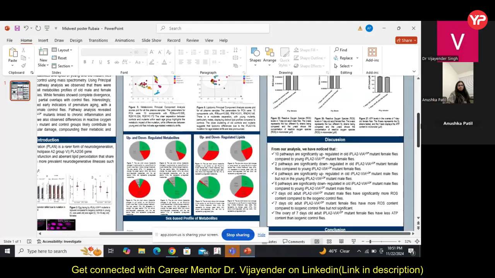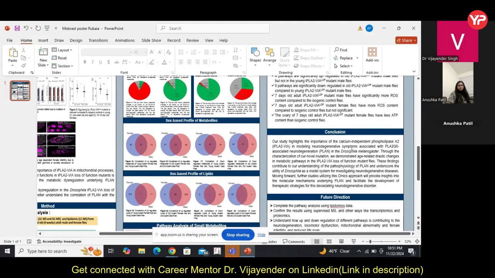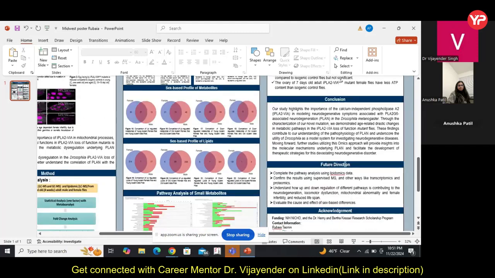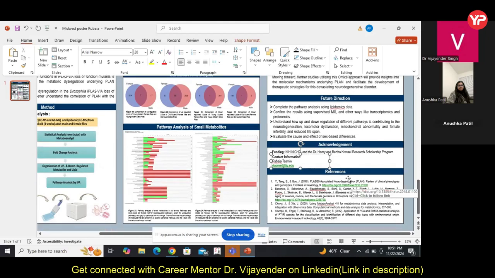After results, we have our discussion. The discussion includes what we noticed from our analysis of the results. And then we have the conclusion, concluding statements, and the future directions or the future experiments that we can further do. And then the acknowledgement of our funding resources, and then the contact information for the person who presented the poster, and lastly we have all the references that we used.